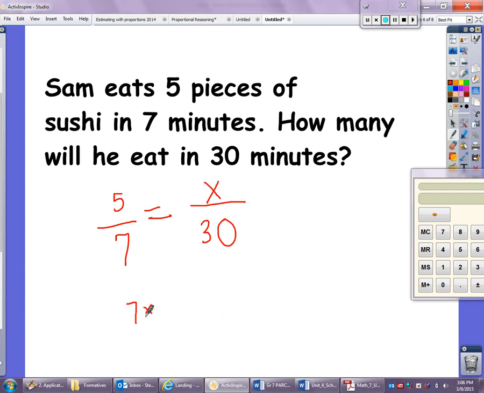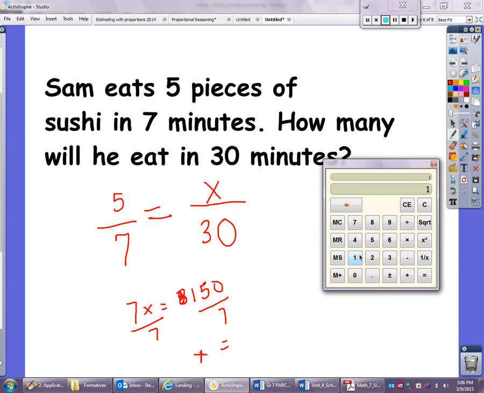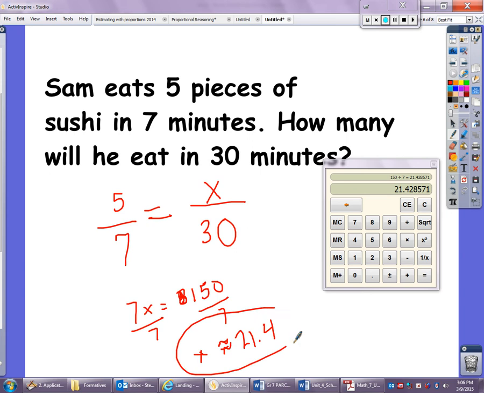Cross multiply. Divide by 7. 150 divided by 7 will get us what x equals. So about, I'm going to change that to an about sign, 21.4. So you eat about 21 pieces of sushi in 30 minutes, knowing that you eat 5 in 7 minutes.